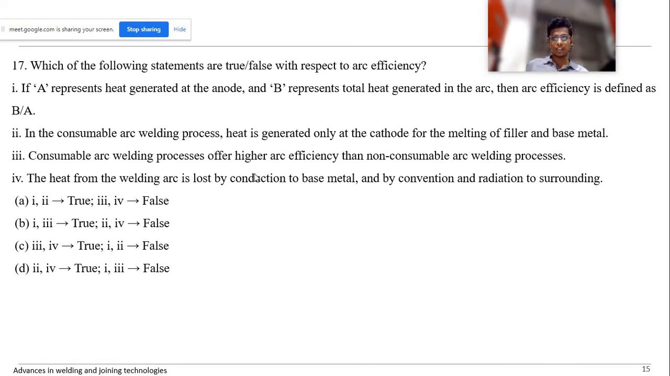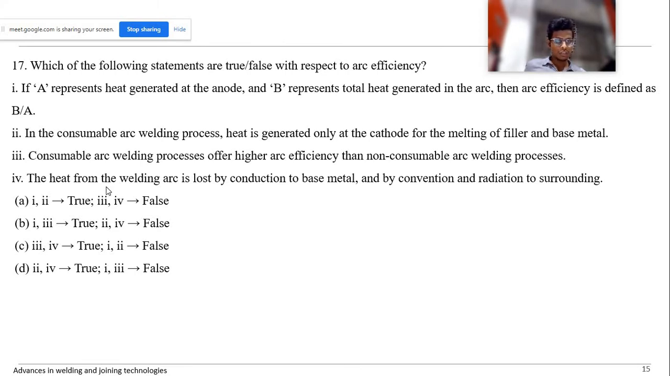This is discussed in the class. In consumable arc welding process, the heat generated at the electrode also will be utilized in the molten pool, right? Because the metal at the electrode melts and it deposits again in the molten pool. Because of that, heat input like arc efficiency will be more, right? Because heat utilized is more. So this third one is correct.